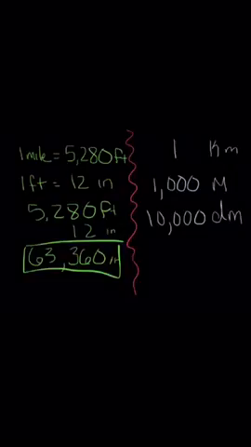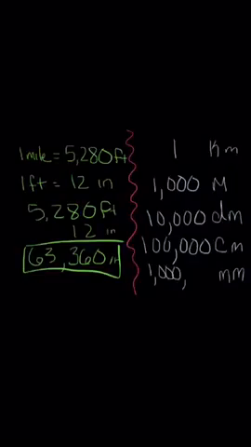10,000. Now let's go even smaller than a decimeter, which is a centimeter. Without doing really much math, I already know, because there are 10 centimeters in 1 decimeter, so I take 10,000 decimeters and I times it by 10, and I get 100,000 centimeters. And finally, I can even go all the way down to millimeters. And I know that there are 10 millimeters to 1 centimeter, so there must be 1 million millimeters in 1 kilometer.